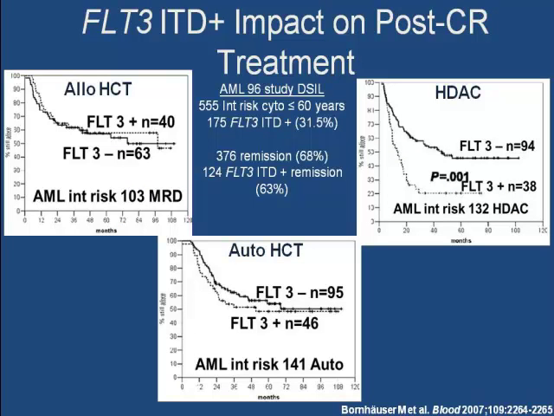There also has been publications looking at autologous transplantation for patients who are FLT3 positive. And this is the retrospective analysis of the AML96 study from the Deutschland Study Initiative for Leukemia Group. They looked at 555 patients who had intermediate risk cytogenetics who were less than or equal to age 60. And there were 175 of these patients who were FLT3 ITD positive.